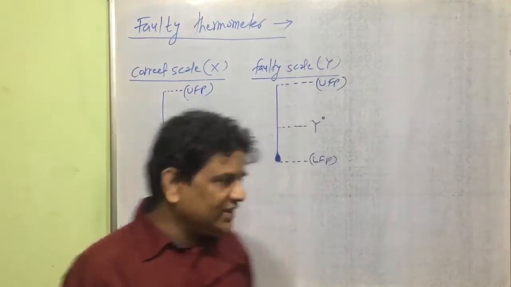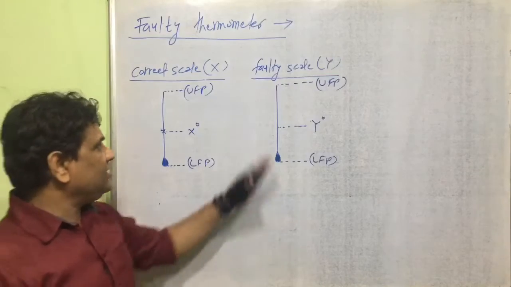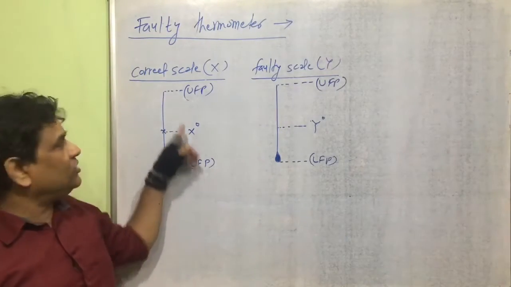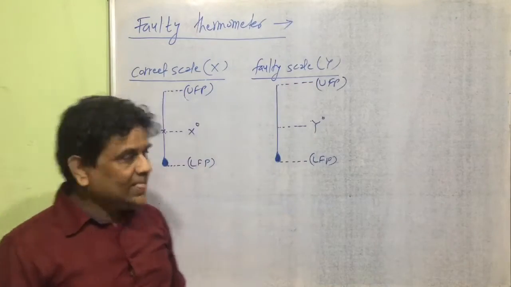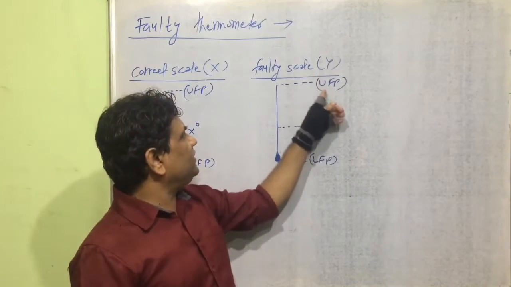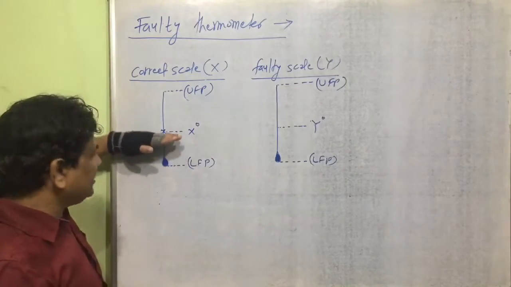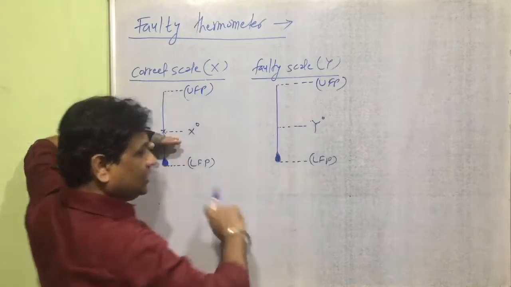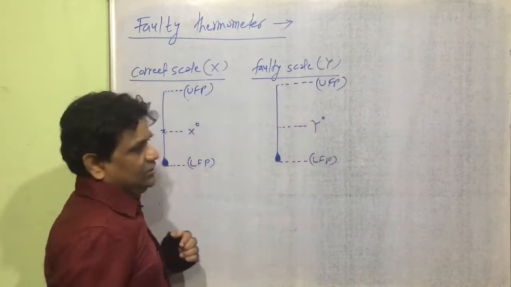I have drawn two diagrams on the board. This is the diagram of the correct scale. Here is the diagram of the faulty scale. This is the lower fixed point on the correct scale, and here is the lower fixed point on the faulty scale. This is the upper fixed point on the correct scale, and here is the upper fixed point on the faulty scale. At the same height, here the reading is X and here the reading is Y.